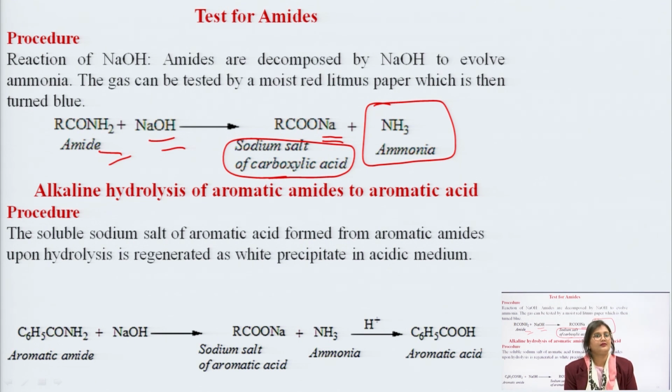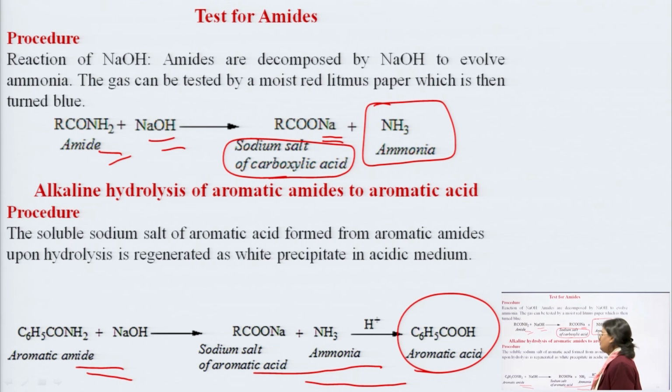Next, another test which we perform for amides is the alkaline hydrolysis of aromatic amides to aromatic acids. The soluble sodium salt of aromatic acids formed from aromatic amides upon hydrolysis is regenerated as a white precipitate in acidic medium. So, when aromatic amides are made to react with sodium hydroxide, then ammonia is evolved via the formation of aromatic acids.